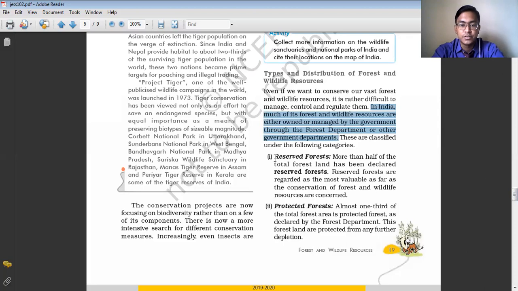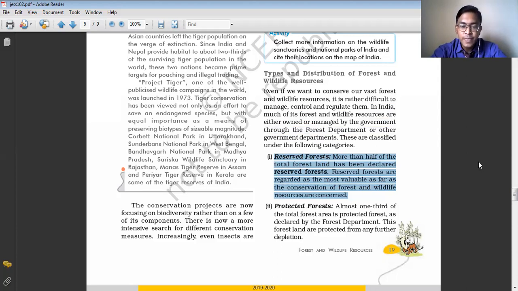What do we mean by reserve forest? More than half of the total forest land has been declared reserve forest, and these reserve forests are regarded as the most valuable as far as the conservation of forest and wildlife resources is concerned. Basically, reserve forests are those categories of forests where we can find some of the rare species of plants and animals which need to be preserved. So in order to preserve these species of wildlife as well as plants, the forest has been categorized as a reserve forest, and special protection is given to the species which can be found in these forest areas.